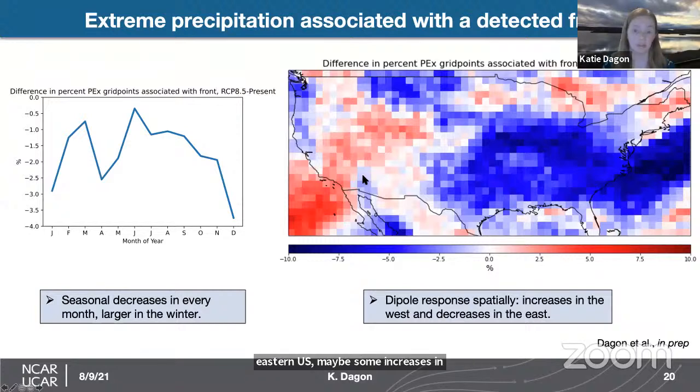Now, part of this could be that we saw that there was a decrease in fronts detected with climate change, but we also have to dig into the response of extreme precipitation to climate change. And finally, we'd also like to repeat this analysis for the atmospheric rivers and tropical cyclones in order to understand how those features are responding to climate change.